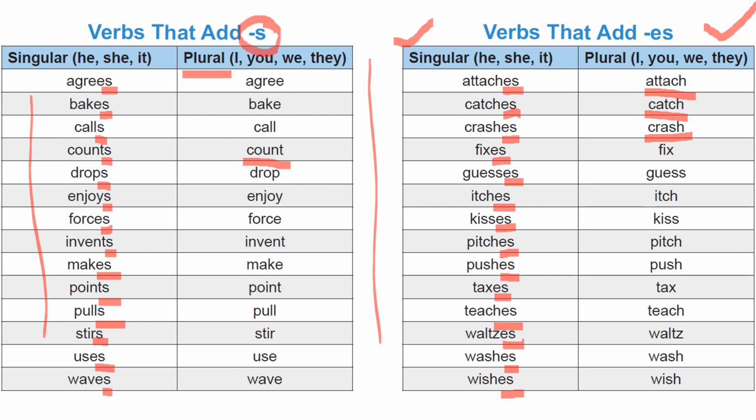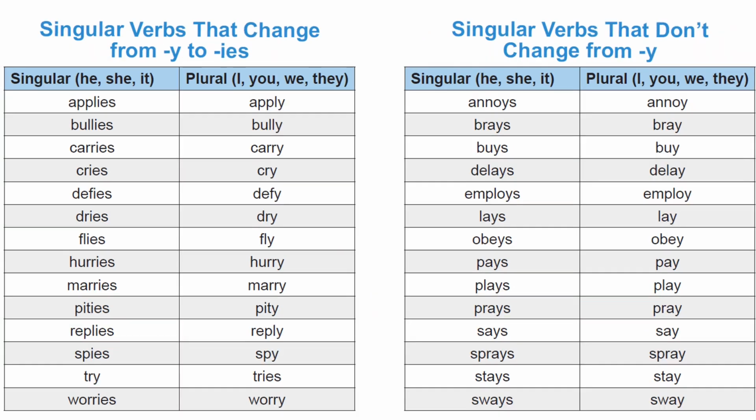So these were the plural verbs that we created by removing s, and these are the plural verbs that we created by removing es from the singular form. Let's move on.